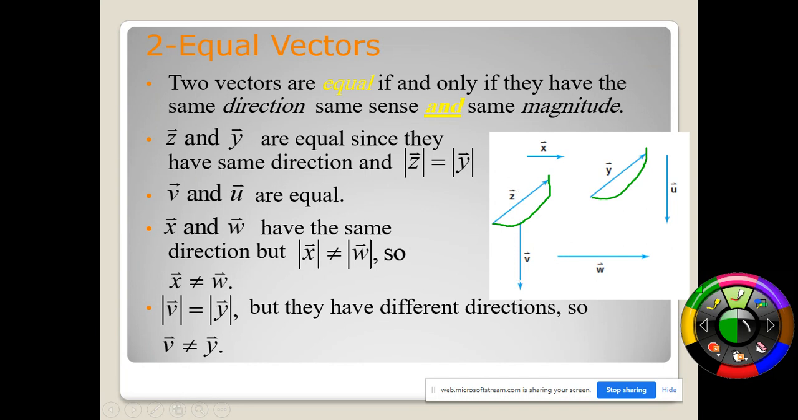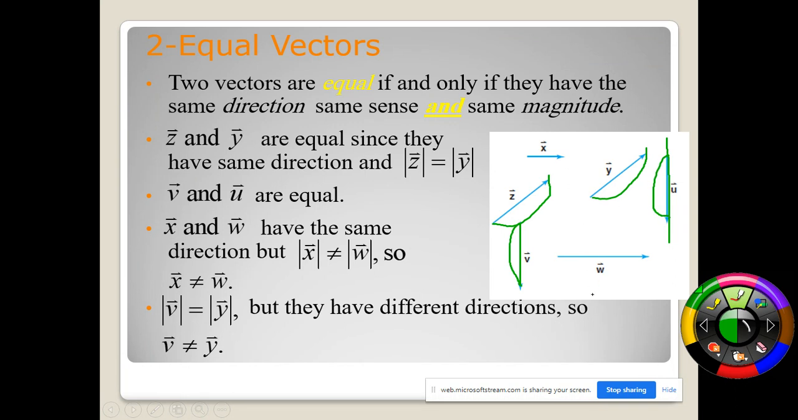For example, if I want to compare V and U, كمان عندهم same direction. يعني they are moving like this on those two parallel lines. They are moving on two parallel lines. Now, they have the same sense, yes, from up till down. Same magnitude, yes. I measure the lengths of U and V, they are equal.